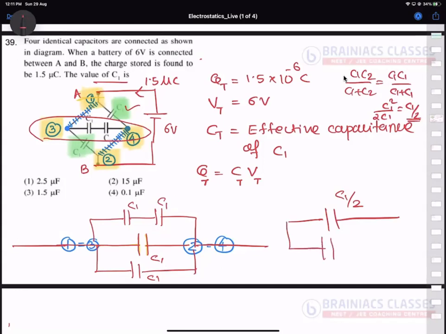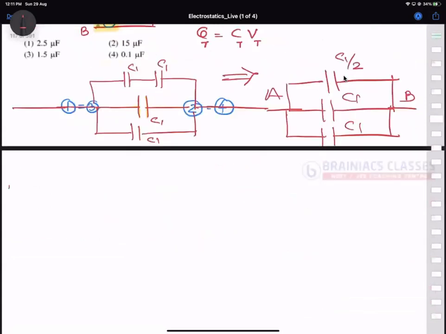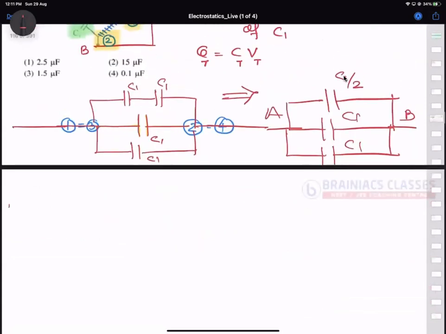Next the middle capacitor is C1, and the same way the bottom also has C1. So now we have 3 capacitors between A and B in the equivalent circuit. We'll go to the next page. Now the 3 capacitors are in what connection? Parallel connection. So I can write C total equal to C1 plus C2 plus C3, so C1 by 2 plus C1 plus C1.